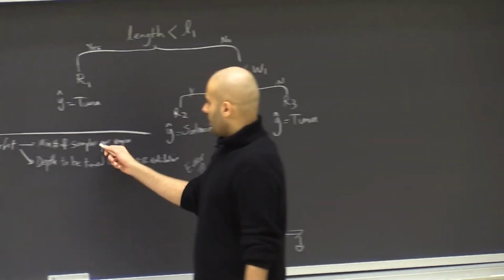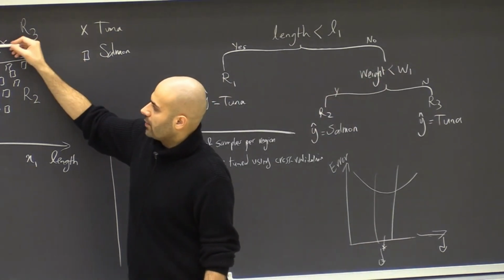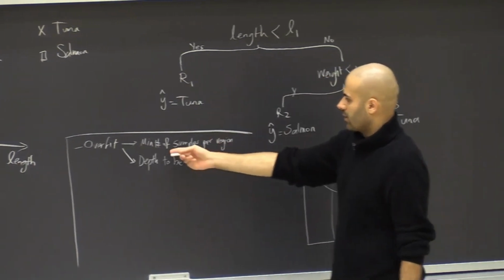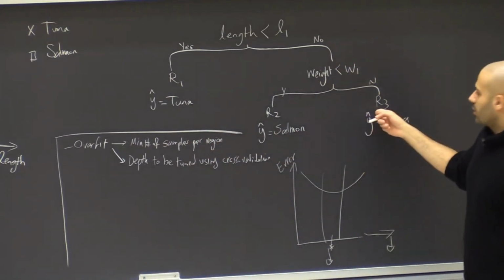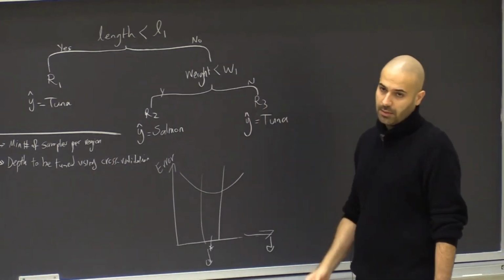So the minimum number of samples per region would be something like this. In region R3, here we have 8 samples. Because of this stopping criterion, once we get to this, regardless of how homogeneous or heterogeneous this region is, we're not going to split it anymore.